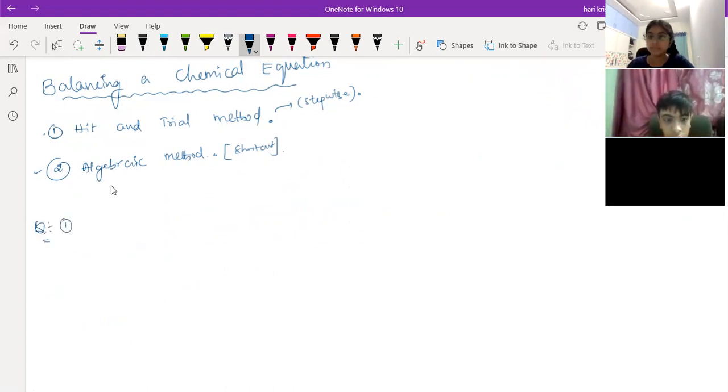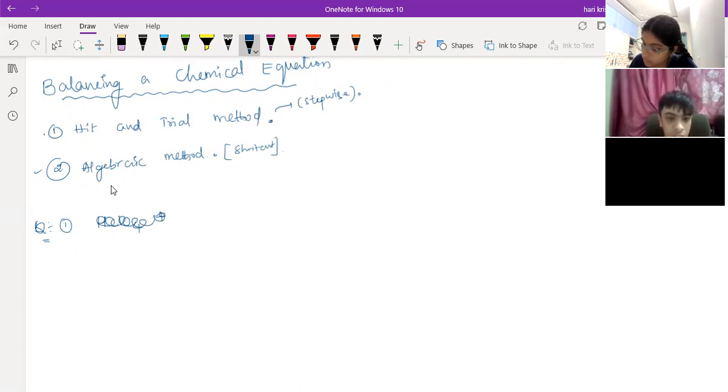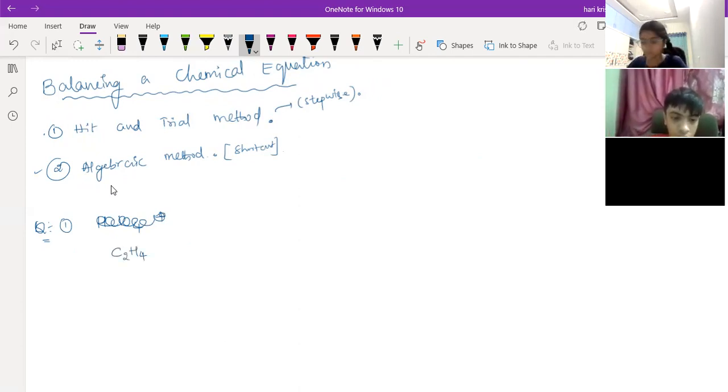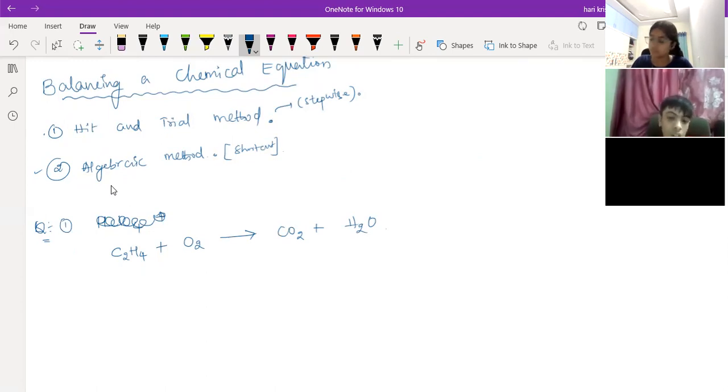Question number 1. We'll start with the simple thing. C2H4 plus O2 will give CO2 plus H2O. Now tell me, how many carbon atoms are there on the reactant side? 2. So 2, right?